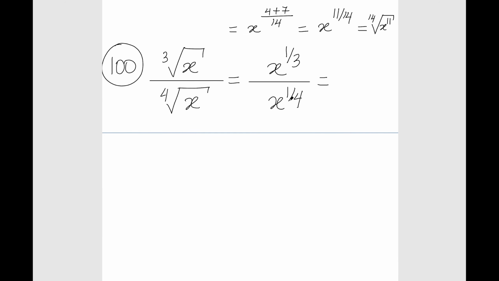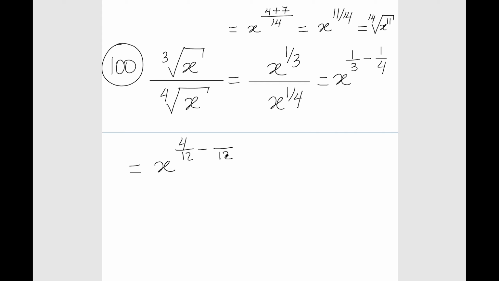Okay, so I get x to the power 1 over 3 minus 1 over 4. I want to find the common denominator, which is in this case 12. So I want to write each one of them as something over 12. Well, if you multiply 3 by 4, you get 12. So I gotta also multiply upstairs by 4. 4 times 1 is 4.